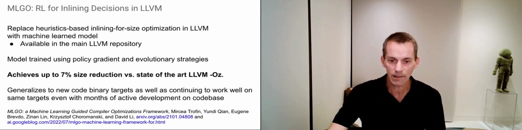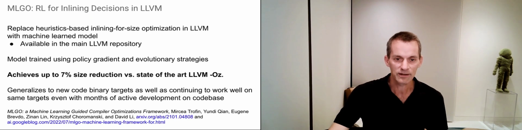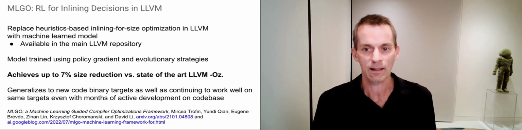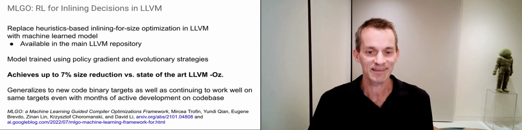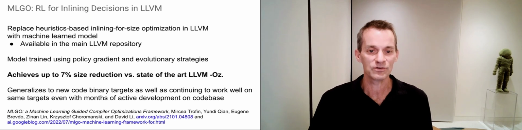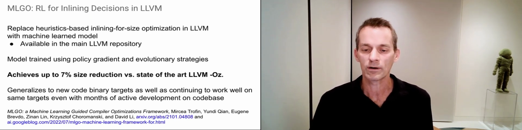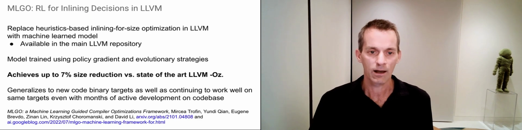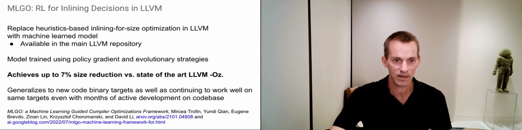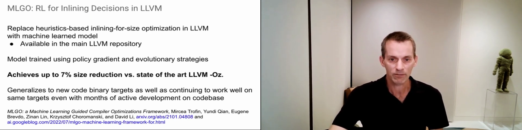But some Google colleagues in 2022 published a paper that uses reinforcement learning for inlining decisions in LLVM. So this is really the culmination of actually doing the right thing, which is using true machine learning in order to optimize for inlining decisions. This actually replaces the heuristic-based inlining for size optimization in LLVM with a machine learning model. It's available in the main LLVM repository.